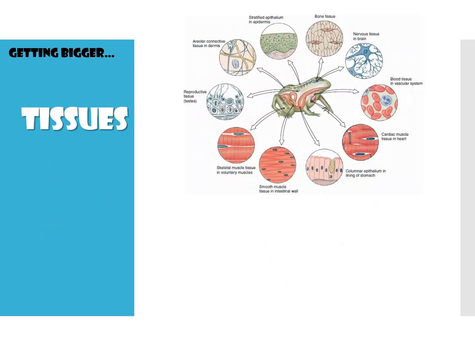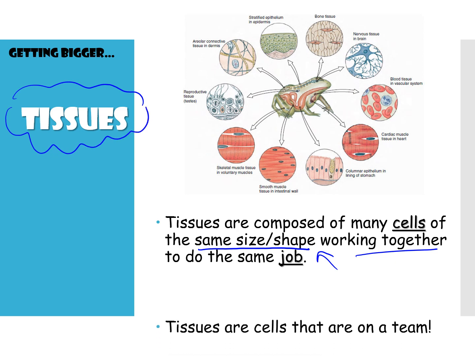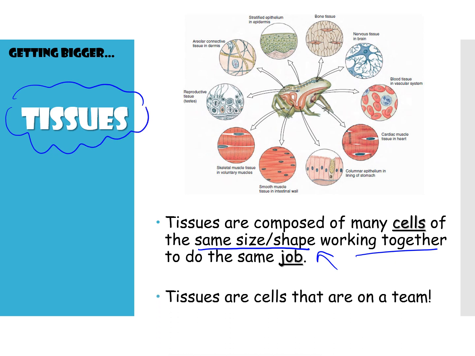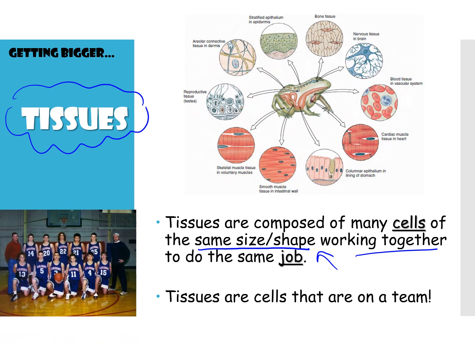Now, if we were to make the scale a little bit bigger, and we look at a collection of cells that are all doing the same job and have the same appearance, same size and shape, they're all working together to do the same job, we call that a tissue. Okay, so tissues are cells that are on a team, very similar to like this basketball team.